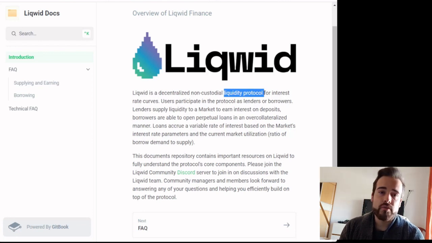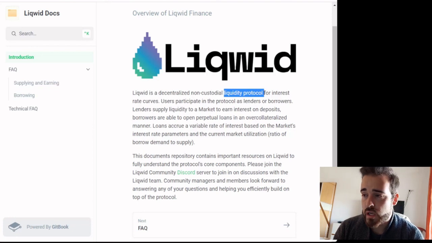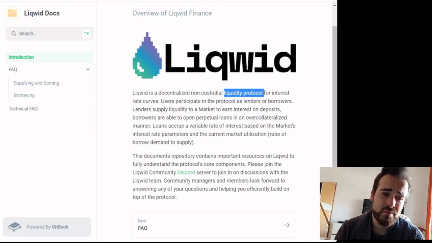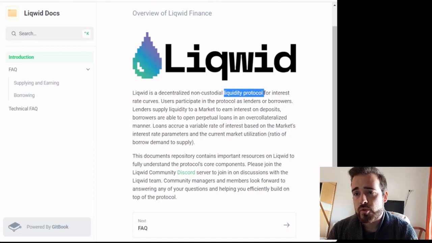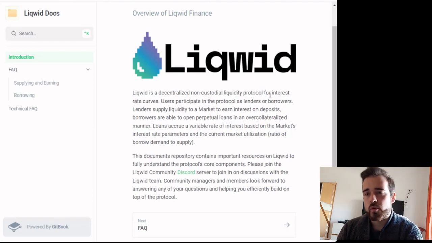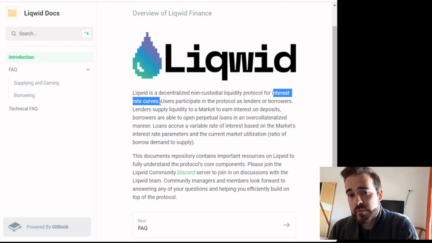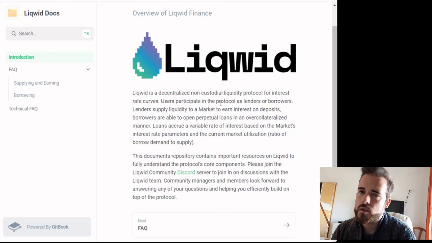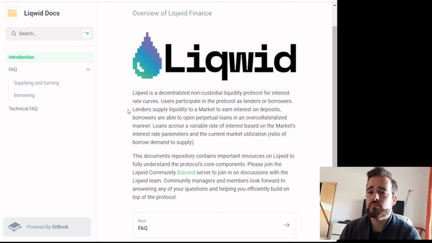So basically, if there are a lot of people supplying funds into the protocol, and fewer people wanting to borrow, the interest rates will naturally be lower. And if there are more people wanting to borrow than providing liquidity to the protocol, of course, the interest rates will be much higher to discourage this kind of borrowing and self-regulate the protocol so that the supply matches the demand. So basically, the protocol starts with lenders supplying liquidity to the market.